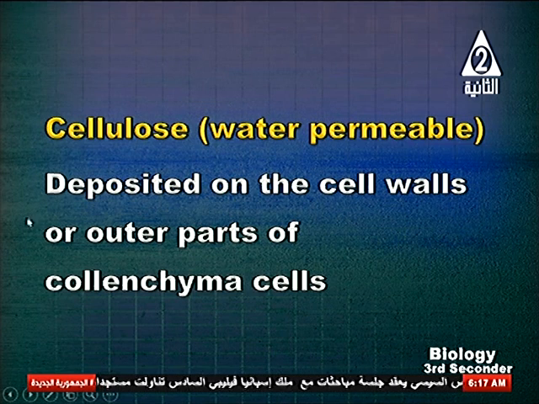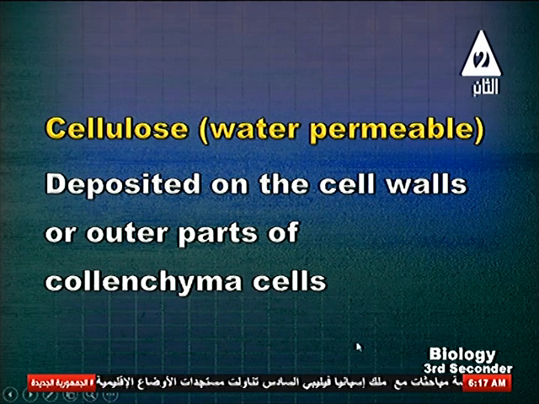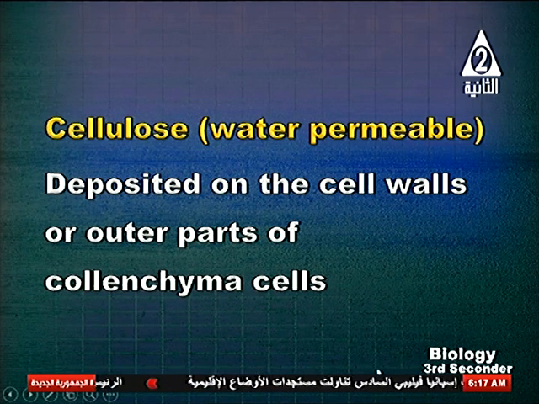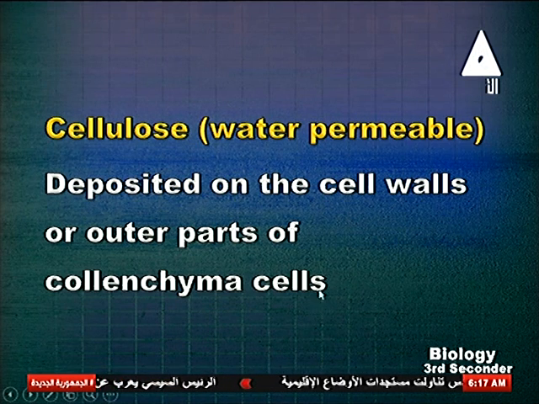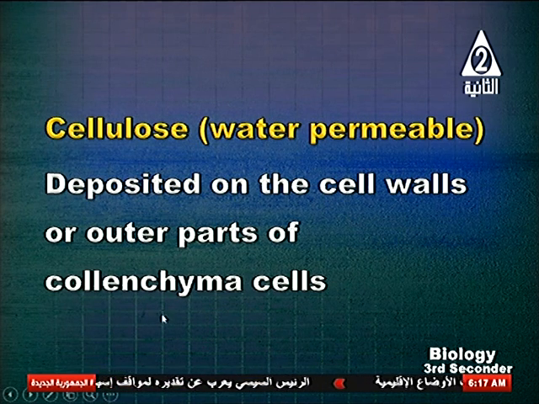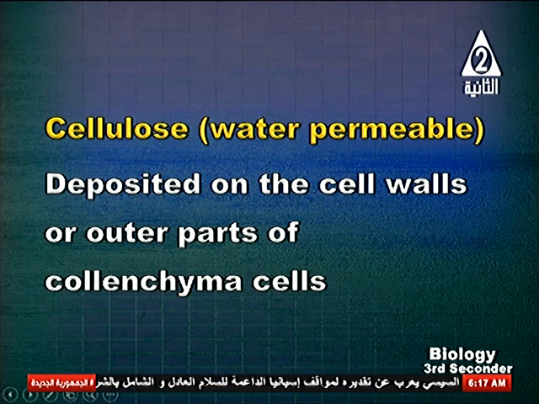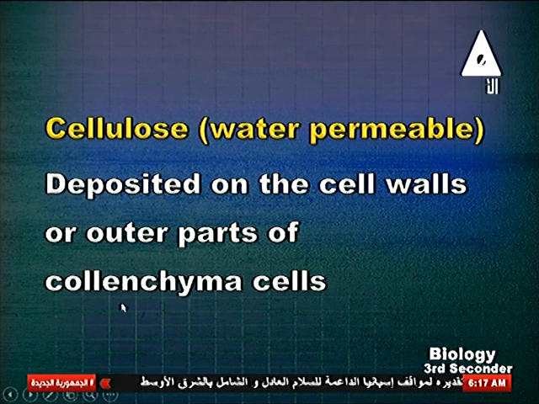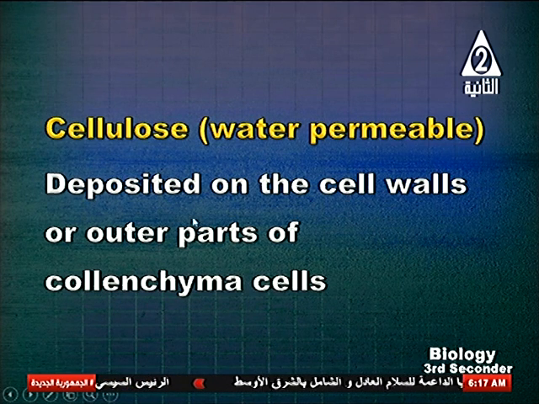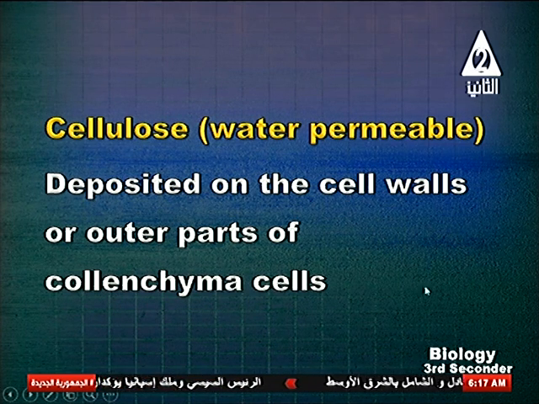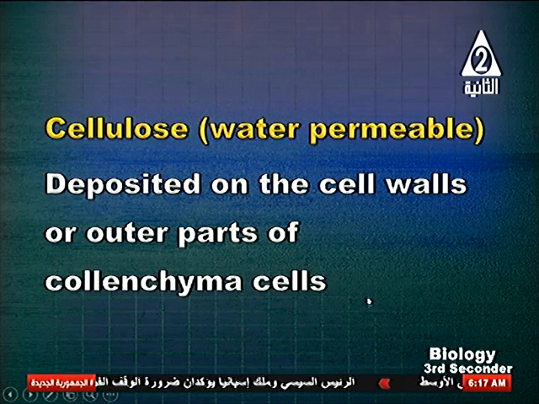the cell wall, on the outer part of collenchyma cells, between the corners of the cells, filling the intercellular space. So collenchyma is not like parenchyma. Parenchyma has a large intercellular space for aeration, but collenchyma has none. Why? Because collenchyma has cellulose deposited on the outer parts of the cell wall, okay?